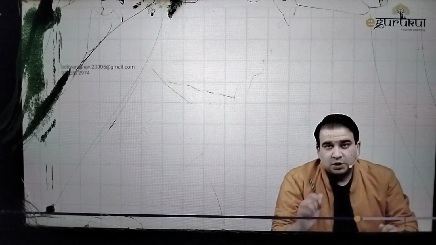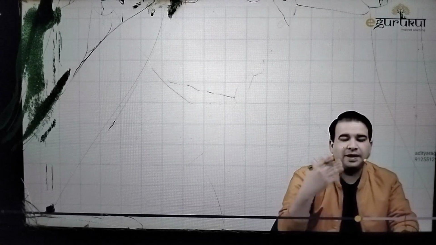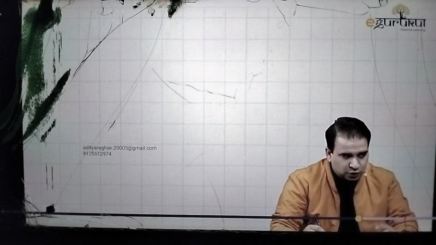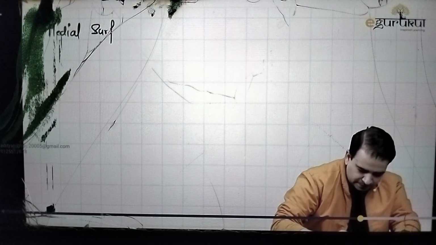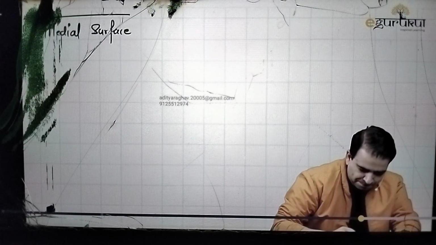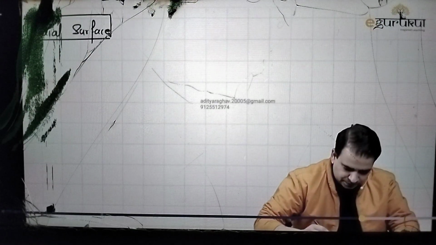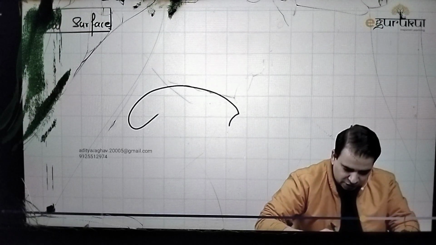So guys, now let's look at the medial surface of the cerebral hemisphere and identify the important areas on the medial surface. For the medial surface, we'll take a sagittal section. Let us say this here is the sagittal section. So this time we are looking at the medial surface of the cerebrum. So this, let's say, is the corpus callosum. Obviously, when you take the sagittal section, you have to take it along the corpus callosum.